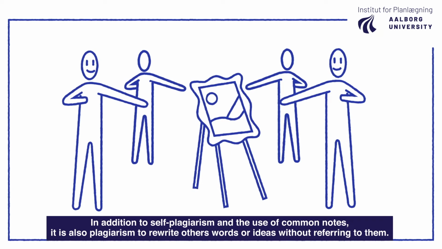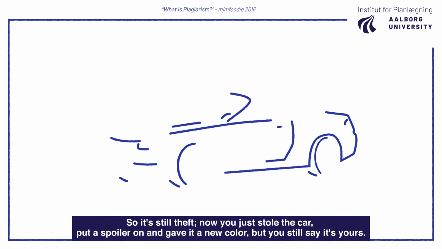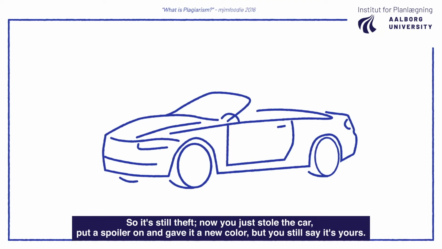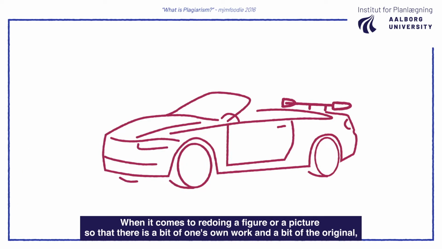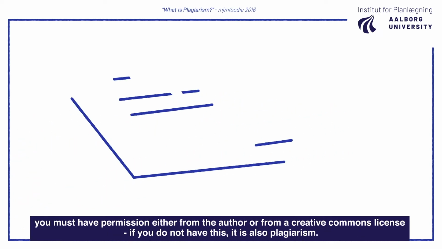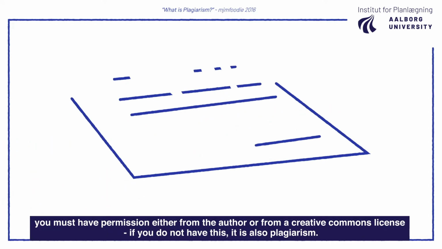In addition to self-plagiarism and the use of common notes, it is also plagiarism to rewrite others' words or ideas without referring to them. So it's still theft. Now you just stole the car, put a spoiler on, and gave it a new color, but you still say it's yours. When it comes to redoing a figure or a picture so that there's a bit of one's own work and a bit of the original, you must have permission either from the author or from a Creative Commons license. If you do not have this, it is also plagiarism.